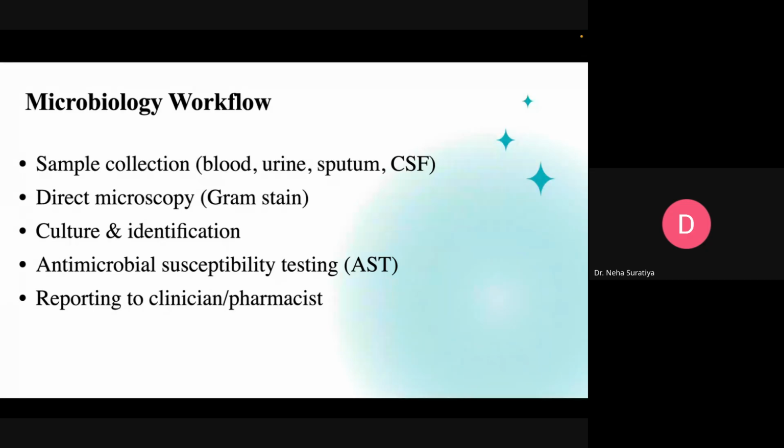Once the culture identification is done, you will have AST, that is antimicrobial susceptibility testing. Now, this tells us which antibiotic will work and which will not. See the name, antimicrobial susceptibility testing. Susceptibility means its capacity to kill the bacterial growth, and antimicrobial means you are using certain antibiotics, antimicrobials, to kill whatever growth you have in the petri dish. And that is the main report, AST. And finally, the report is released.